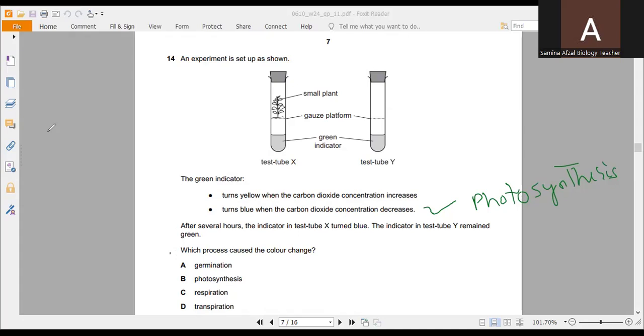Germination requires oxygen. Respiration takes place, carbon dioxide concentration will increase. So A is not the correct option. Only photosynthesis is the correct option, in which the carbon dioxide is used by the plant for photosynthesis. Respiration, in which carbon dioxide is released. Transpiration, in which water is evaporated through aerial parts of the plants. So only B is the correct option.